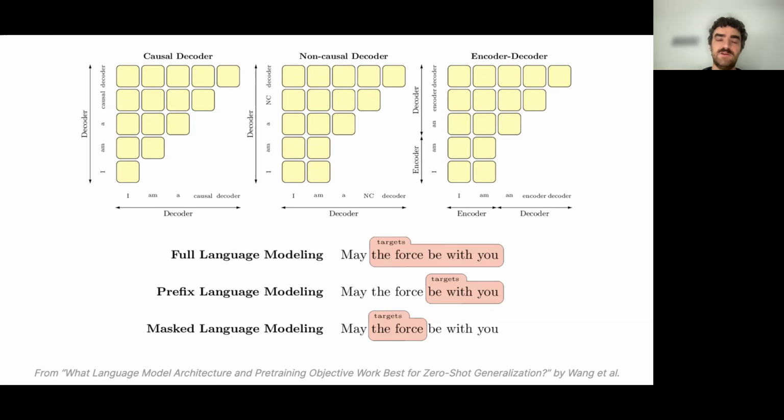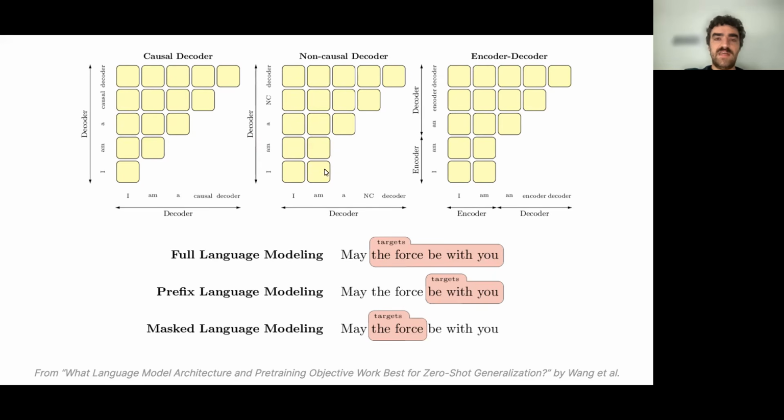tokens does which part of the model architecture have visibility to when it's making its predictions. So at the top left here, we have the standard setting. This is the GPT style model, where you have what we would just call a decoder stack that always has causal visibility on its input. And what that means is that when it's predicting the next token, it can only see previous tokens.